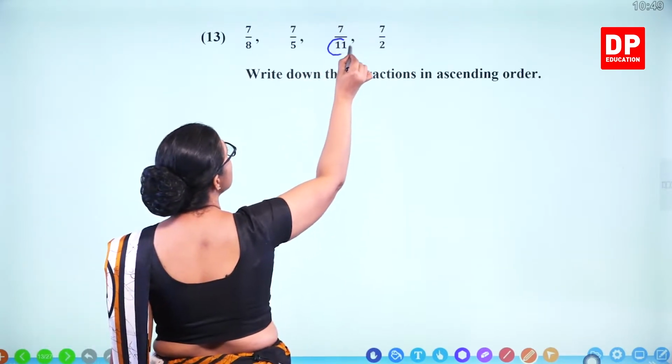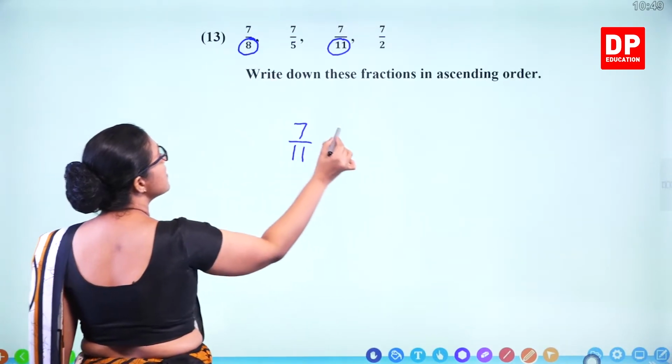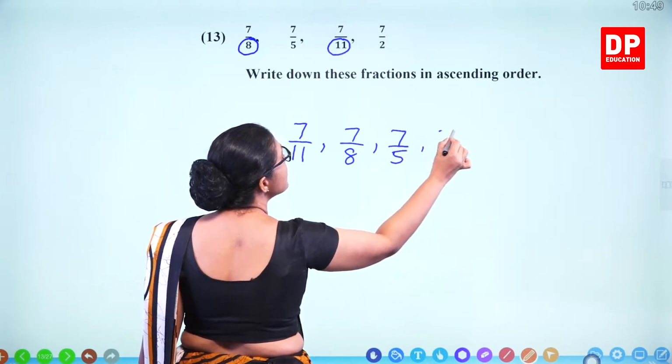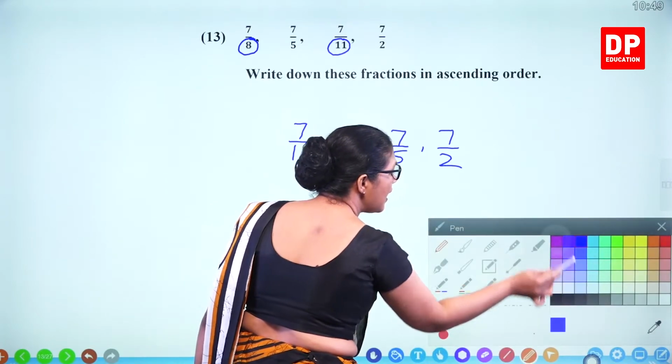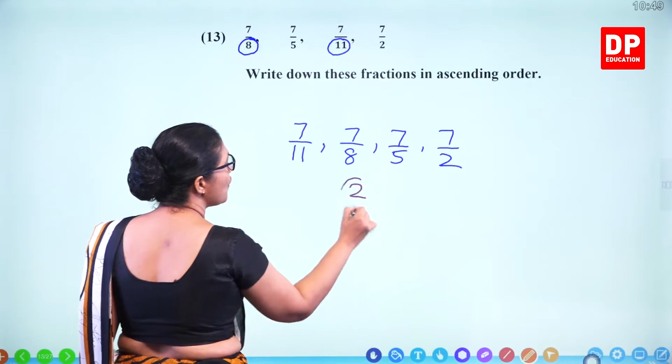So this is first, 7 over 11. Then the next highest is 8, 7 over 8. Then 7 over 5 and 7 over 2. That's really easy because the numerators are the same. 2 marks for that.